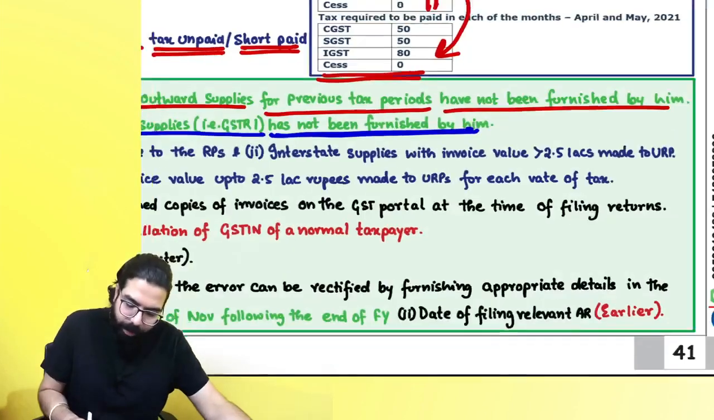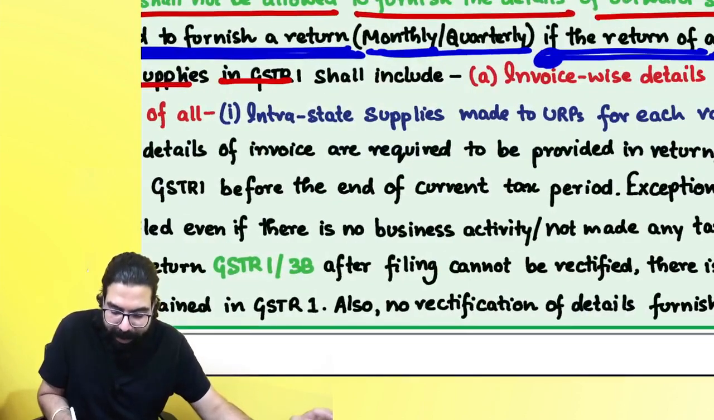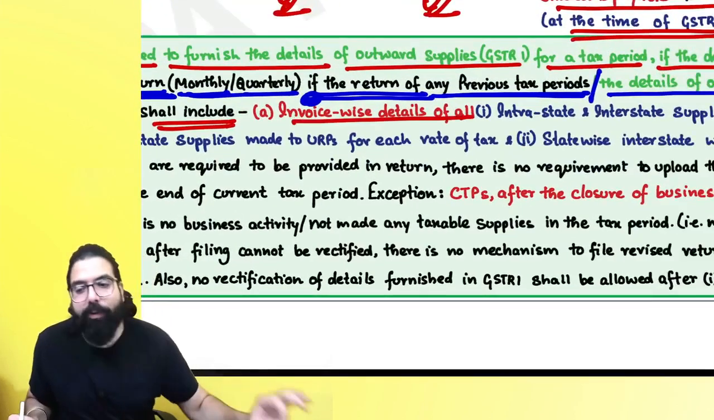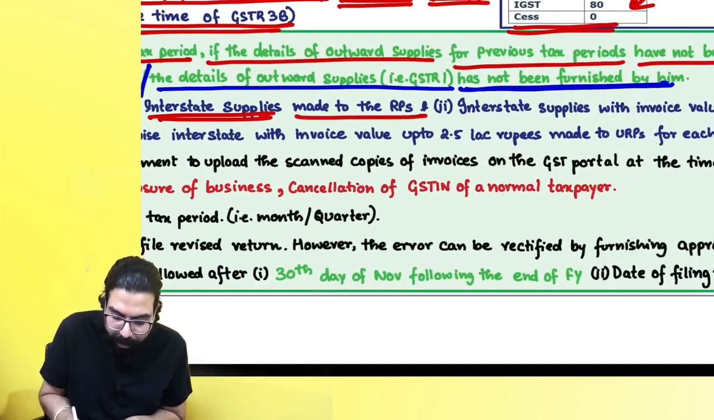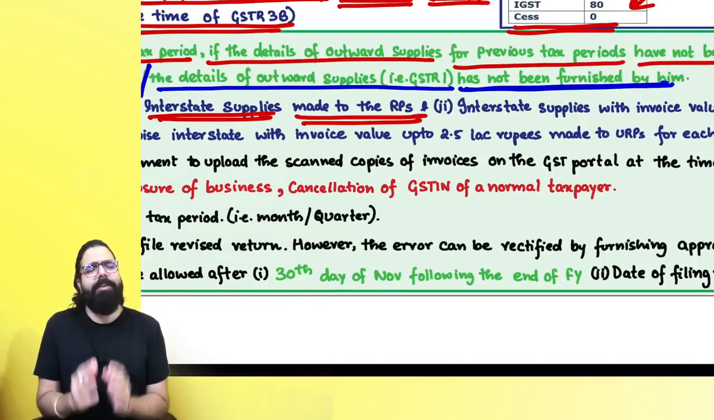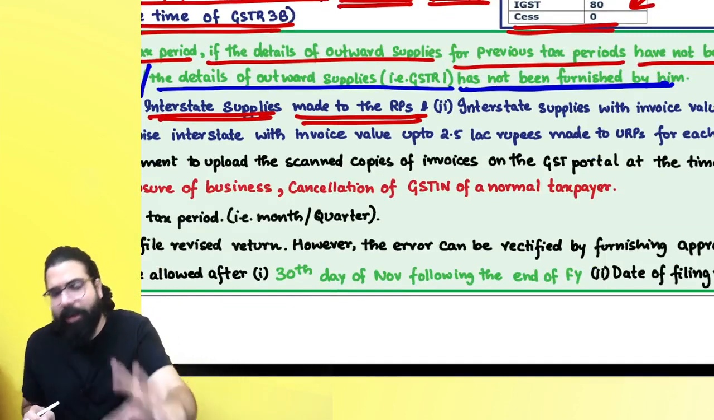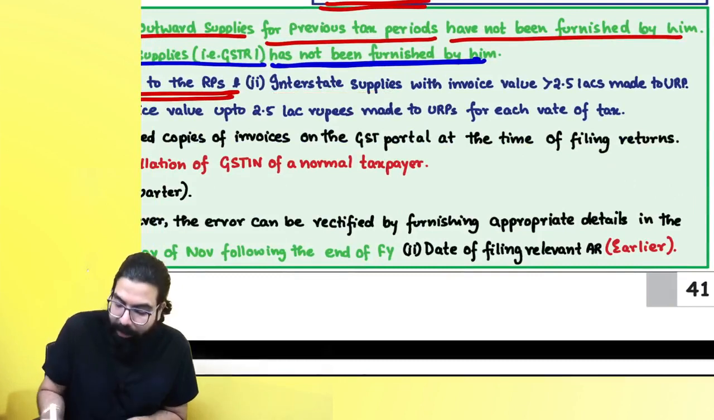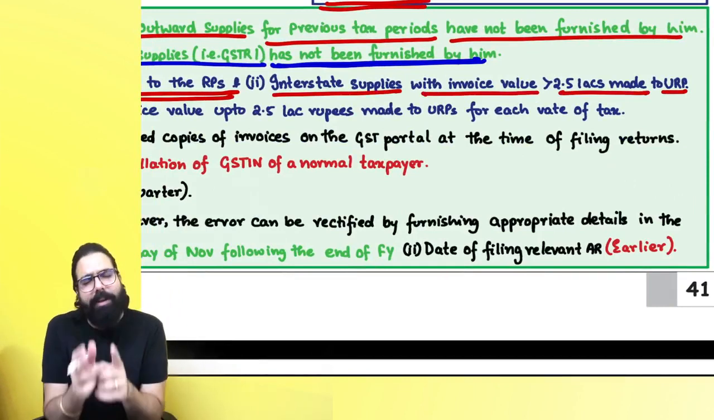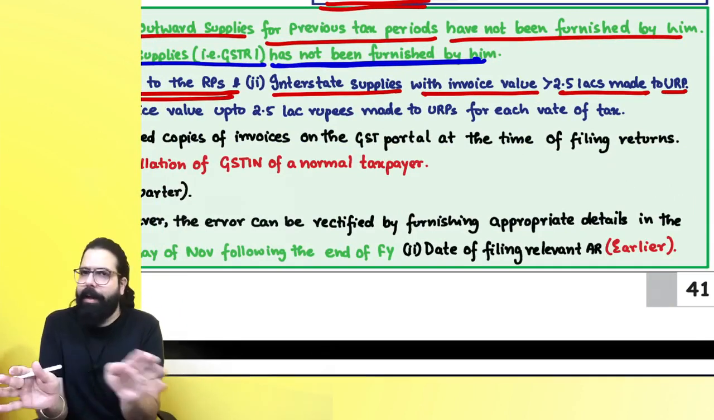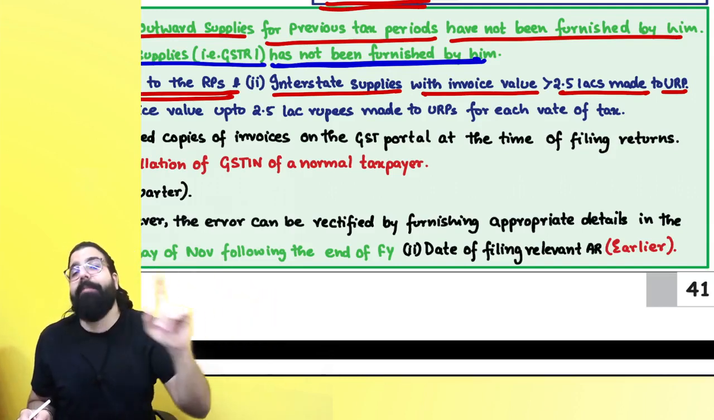The next one over here is, sir, the details of outward supply in GSTR 1. When you are filing your GSTR 1, you should show your invoice-wise detail of intrastate or interstate supply made to a registered person. Whatever supplies you make to a registered person, intrastate or interstate, all the registered person's invoice-wise details have to be given. Interstate to an unregistered person, if the value of supply is greater than 2.5 lakh, then also you have to show invoice-wise detail.